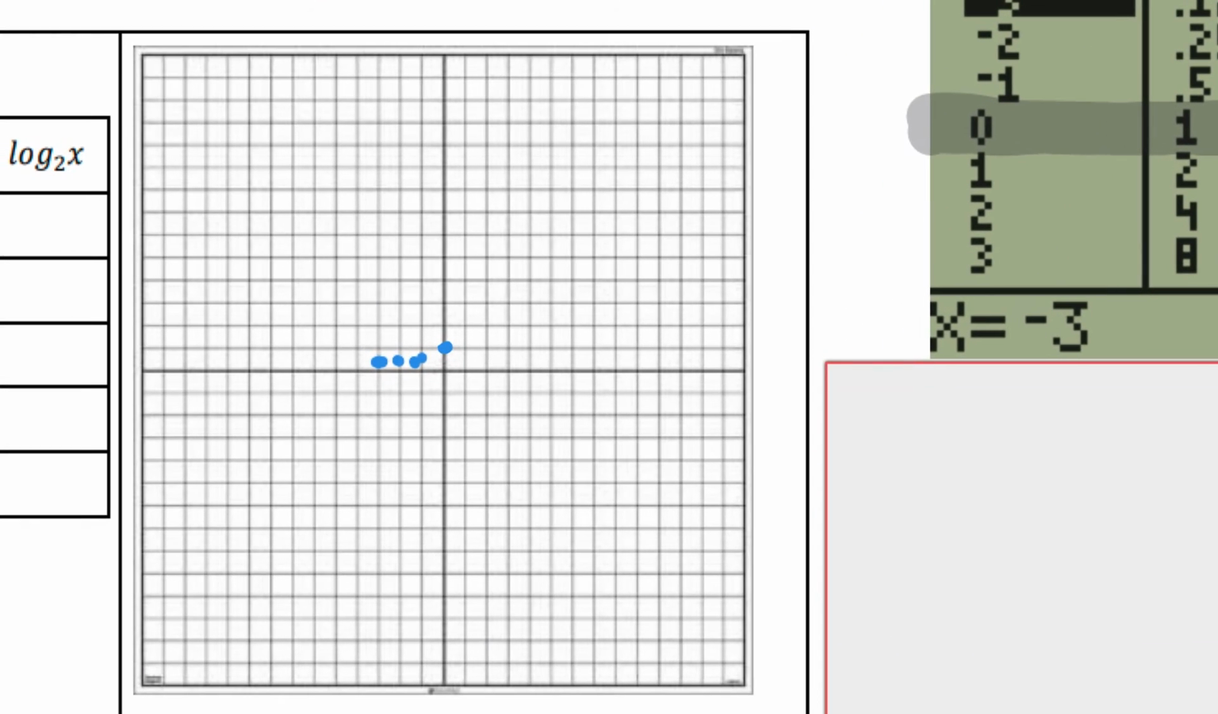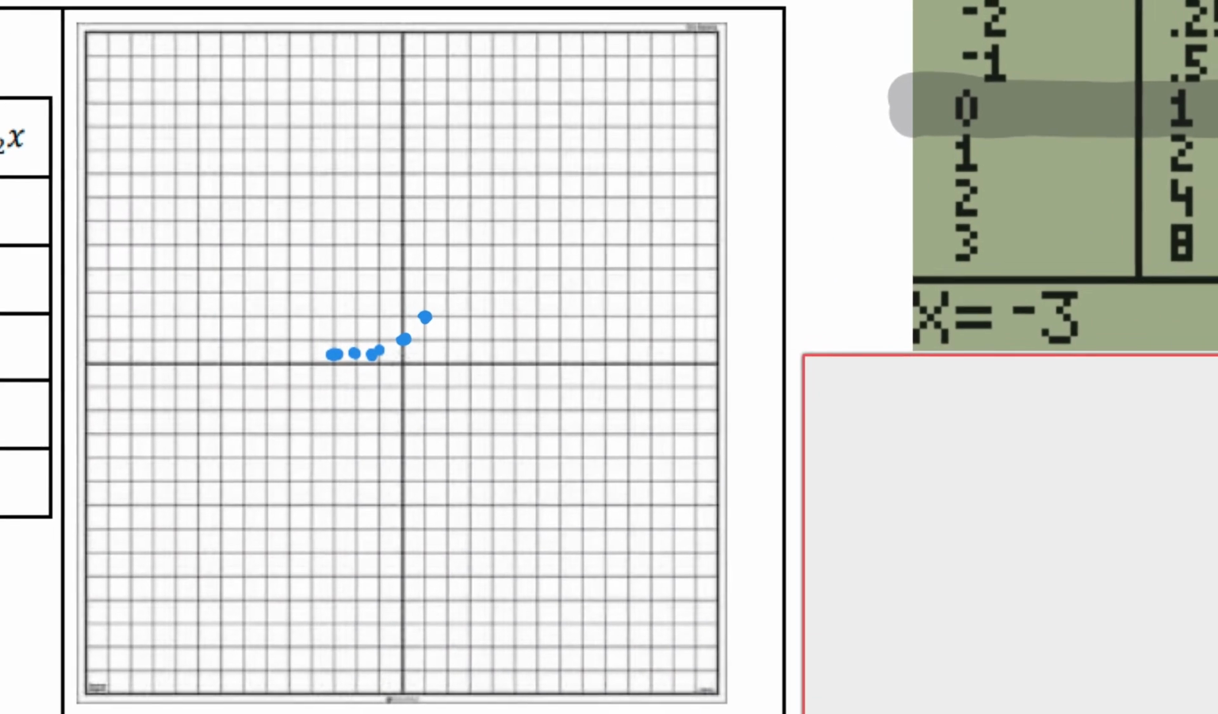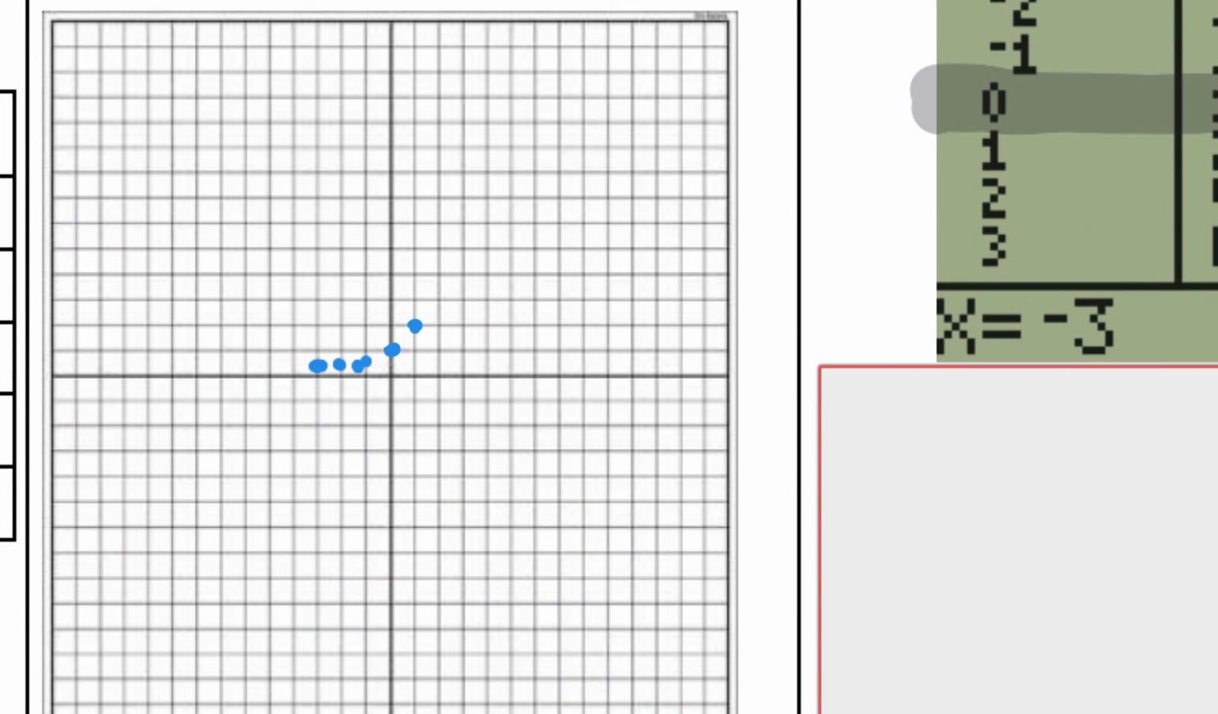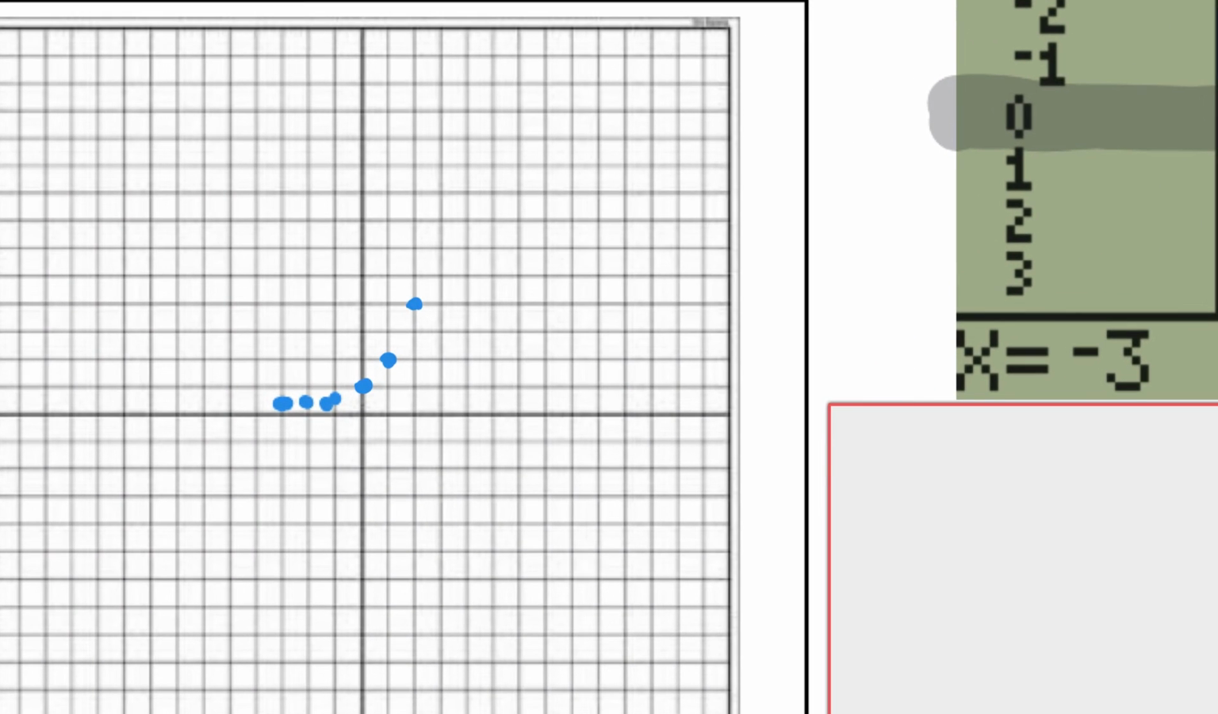Next thing we see is at (1, 2). And again, if you think about that, 2 to the 1 power, of course, is 2. And now we're going to start seeing that exponential growth. 2 squared is 4, and then 3 is at 8. So we're there. This is what our exponential function is going to look like.